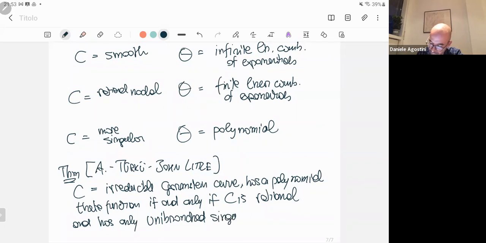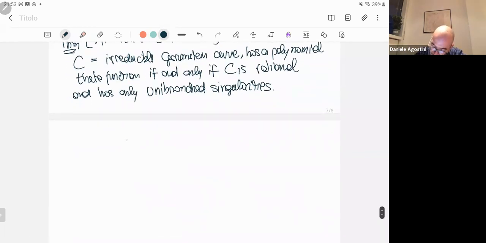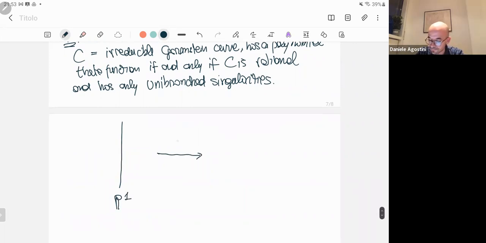So unibranch singularities means that our curve should be rational, so the normalization is going to be P1. And unibranch means that the normalization is actually bijective, so it's a homeomorphism. Sorry, over each singular point, there's just one point in the normalization. So unibranch singularities are kind of higher order cusps. And so that's the result. It's rather straightforward, actually.